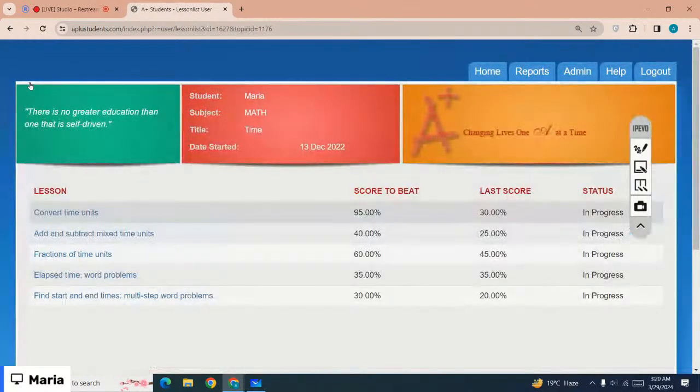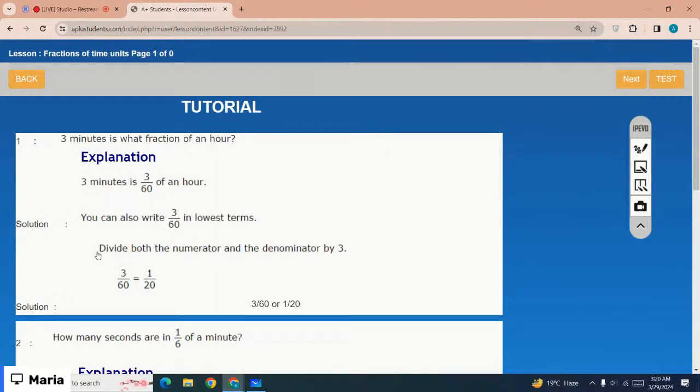The next lesson is fractions of unit times. Okay, 3 minutes is what fraction of an hour? You are given 3 minutes, so you have to convert hours to minutes also. In 1 hour you have 60 minutes, right? So 3 minutes is 3 by 60 of an hour. You can convert it into the lowest form, divide by 3, so that would be 1 by 20. The correct option is 1 out of 20, right?